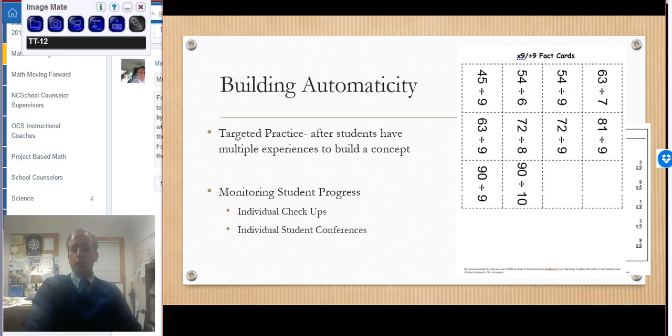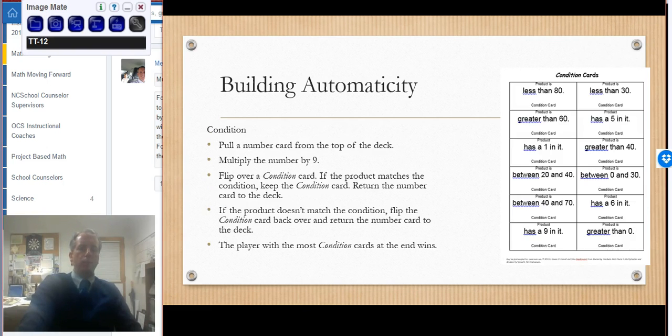For making things automatic, we've got our fact cards again. Again, remembering that we aren't starting with the fact cards. We're starting with building the concept and then moving to building the fact cards. So the ones you see here on the screen are the division ones. You certainly have all the multiplying just with the nines, the mixed review of 9 times all the other facts. Remembering that for some kids it's going to be important to do individual checkups, and for other kids it's okay to do them all at once.